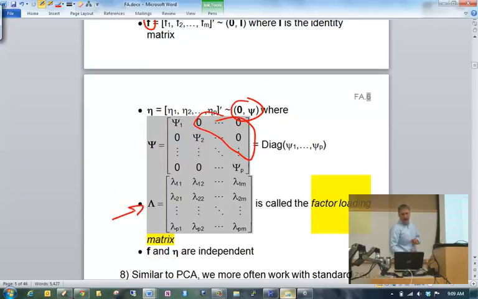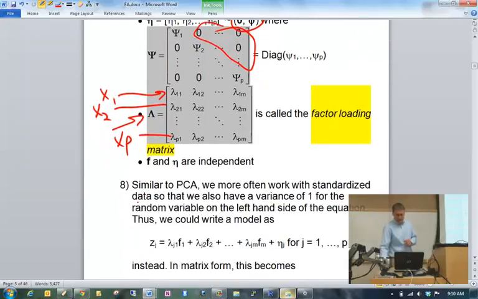And here's our actual factor loading matrix. All I did was put all those lambdas that we had seen previously into one matrix structure. So, for example, this first row corresponds to the lambdas for x1. The second row corresponds to the lambdas for x2, and the last row for xp. Okay. Any questions?